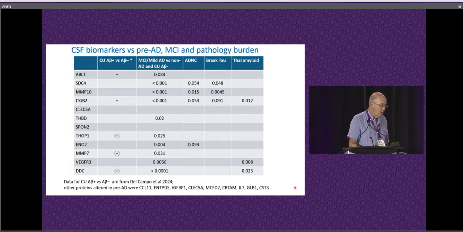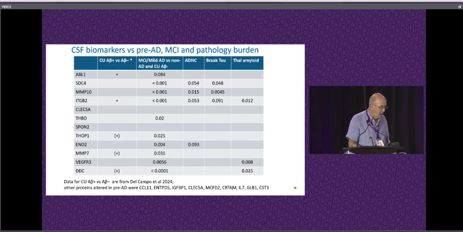So this is a summary of what happened if we look at all of these different markers across both panels. The first would be to take cognitively unimpaired amyloid positive versus negative from the 2024 publication, and these are some of the markers that showed up. And now, if we look at MCI or mild AD from the original publication, a lot of markers were highly significant.